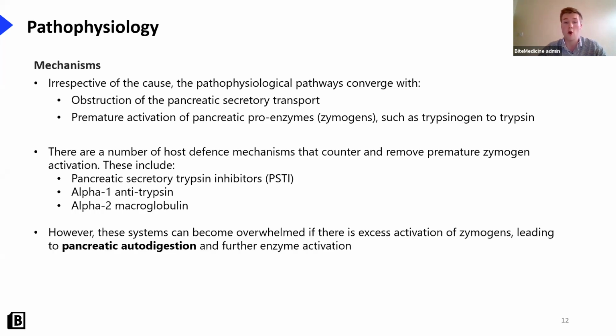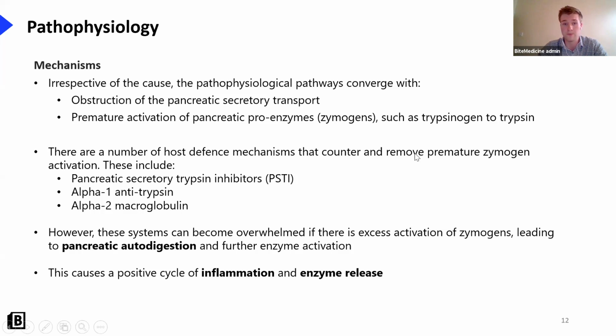But when we overwhelm these defense mechanisms, you then get this unopposed excessive activation of zymogens, and you get pancreatic autodigestion and further enzyme activation. And that is really the crux of pancreatitis, this inflammation and autodigestion. Essentially, it's a positive cycle, unfortunately. The more inflammation there is, the more enzyme release, and so on and so forth.